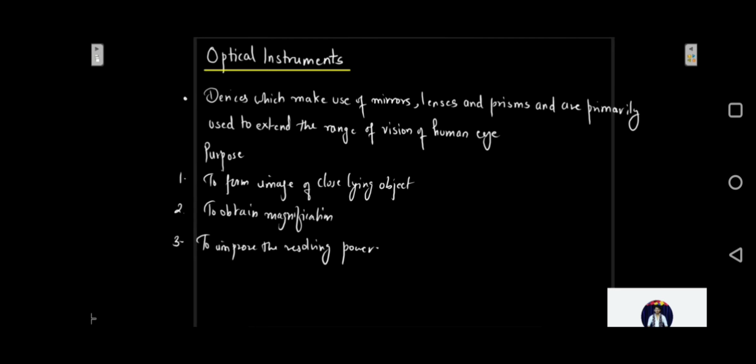So that is the third purpose of using an optical instrument. Now what are the essential features required for an optical instrument? What features does an optical instrument need to have? The first one is high magnification.